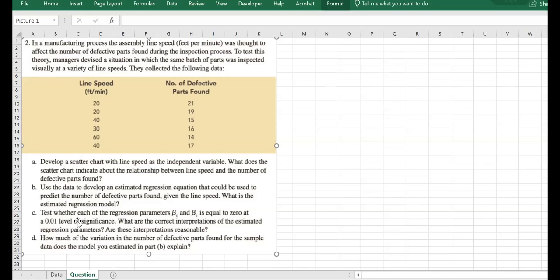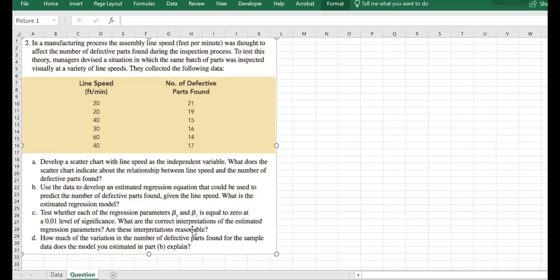All right, so we want to find the regression equation, and then in part C, we want to test the significance of the regression parameters, beta 0 and beta 1, the intercept and the coefficient for the line speed, at 1% level of significance. So we just need to check the corresponding p-values for beta 0 and beta 1. If they're below 1%, then they're significant. If not, they're not significant, all right?